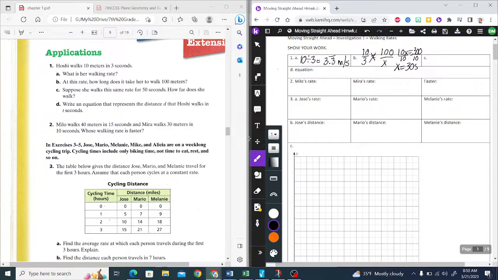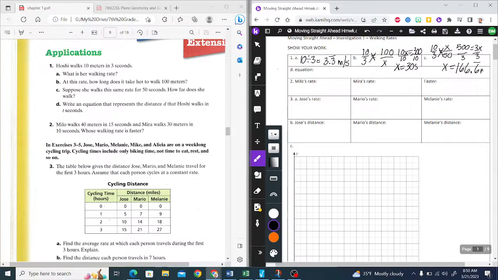Last one says, suppose she walks at the same rate for 50 seconds. So again, we could go 10 over 3 equals x over 50, cross multiply, that's 500 equals 3x, divide both sides by 3, and so x equals, I think it's 166.6 repeating, but I'll double check here. 500 divided by 3 is indeed 166.6 repeating.